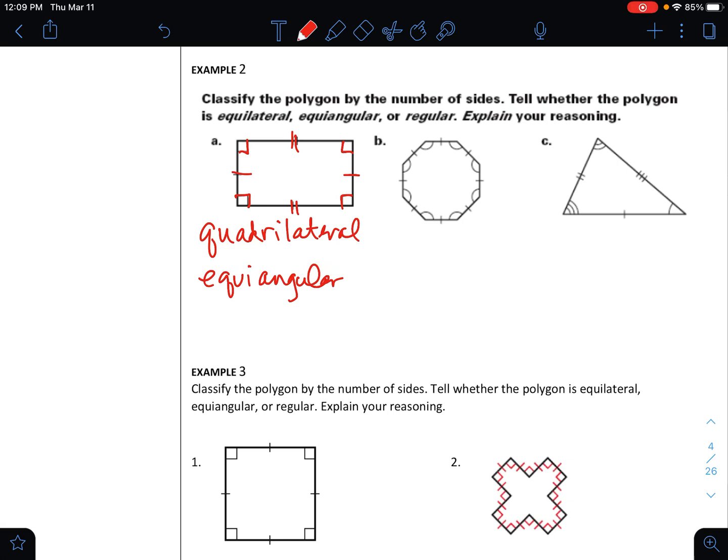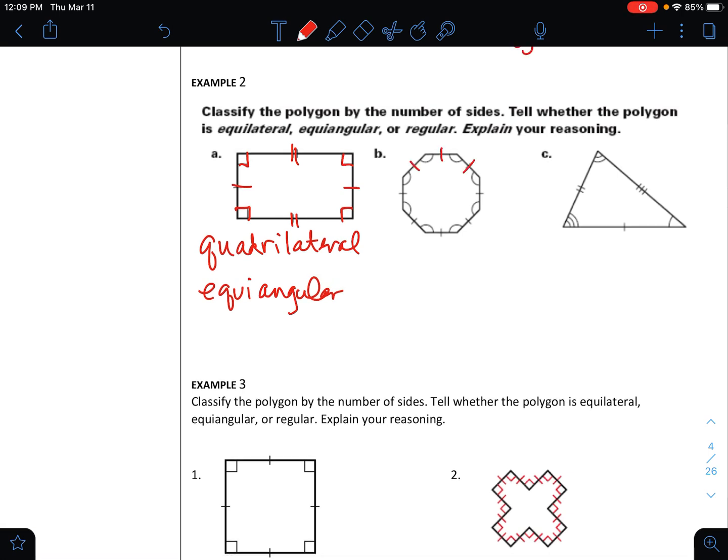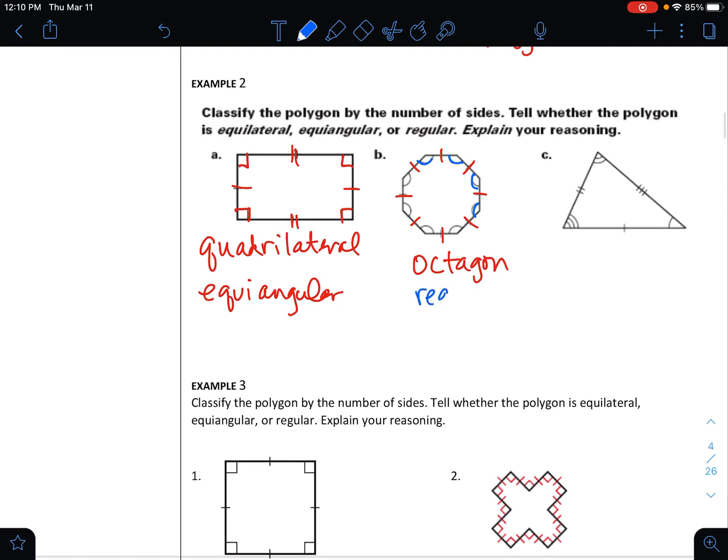Okay, next one. I've got 1, 2, 3, 4, 5, 6, 7, 8 sides. This is an octagon. Okay, I do see it's equilateral. I just drew over the sides, and look at the individual arcs on each angle. Okay, these arcs right here. That means these angles are the same. So since it goes all the way around, it is both. So I want to write the word regular. Okay, I don't need to write equiangular and equilateral. So that's my explanation right there. It is both equiangular and equilateral.